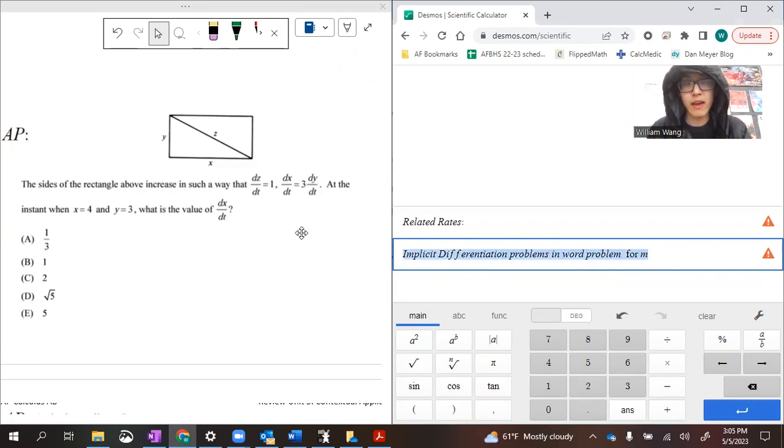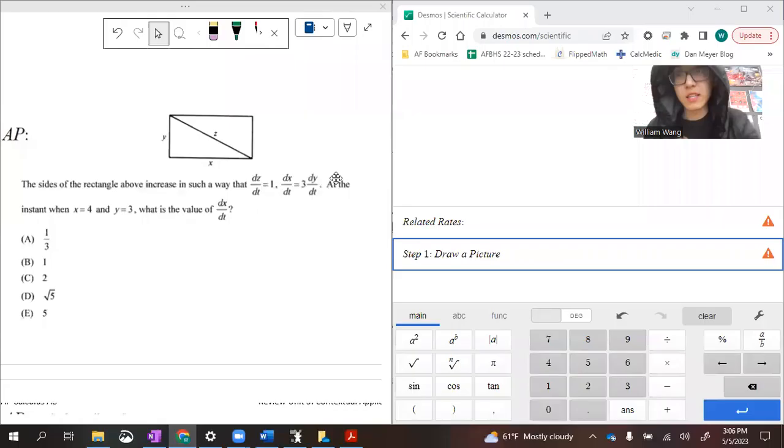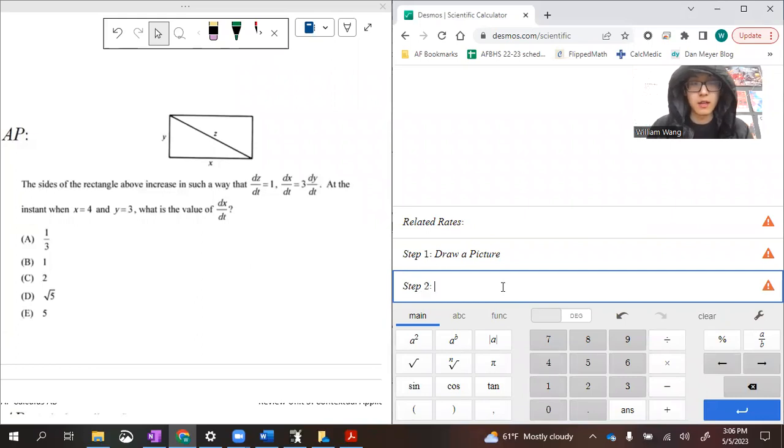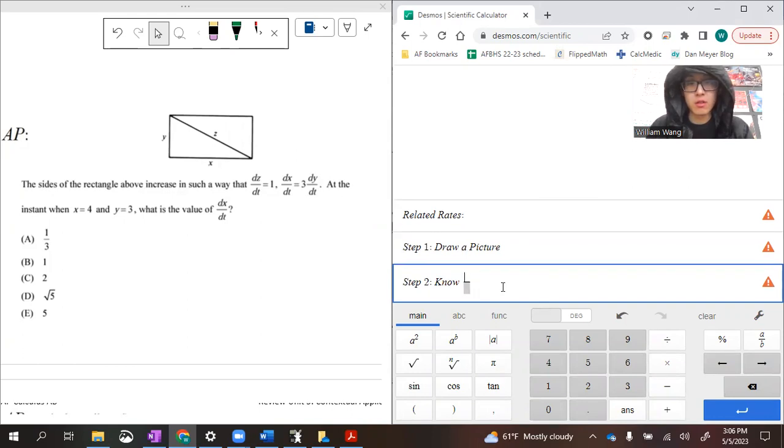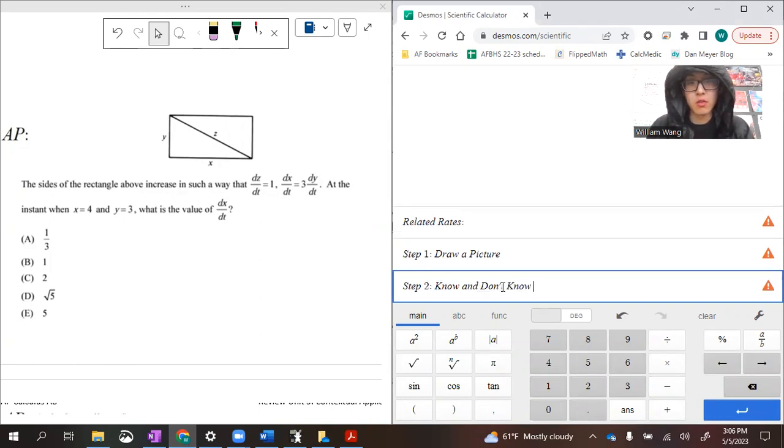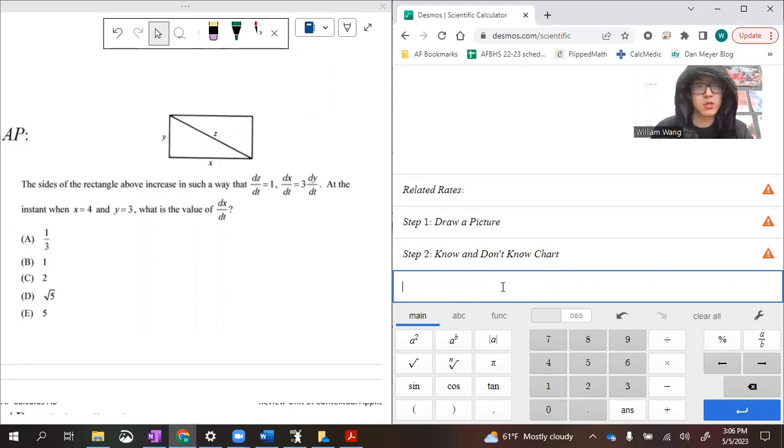So let's take a look at the steps for related rates. Step one is just like optimization, we're going to draw a picture. When I look at this problem here, we already have a picture, so we are good. Step two, we're going to do a know/don't know chart. So let's actually do that here.